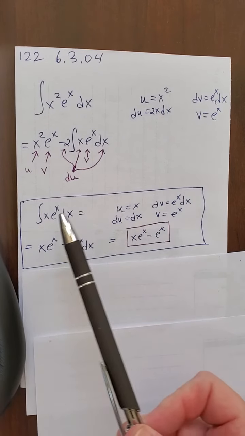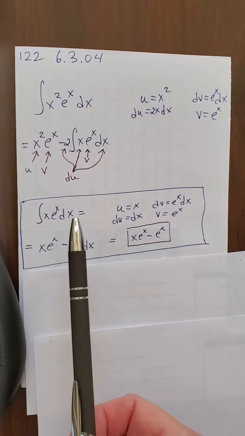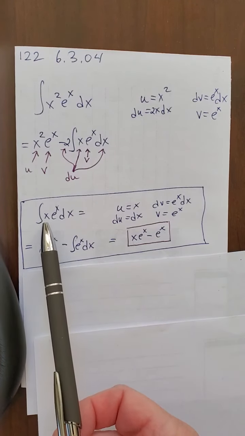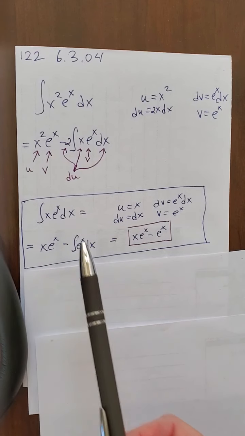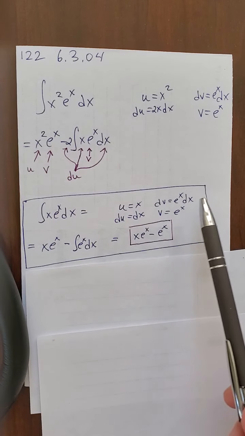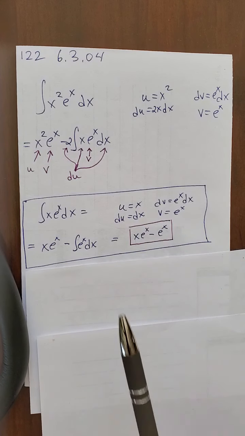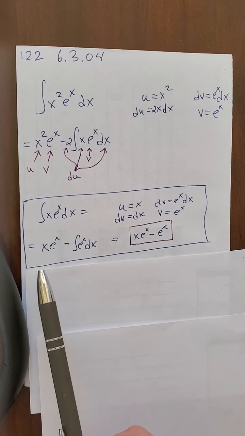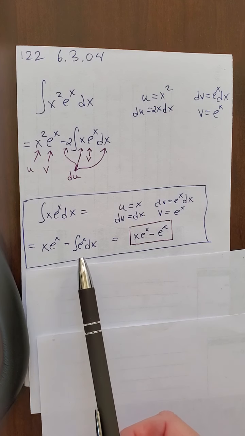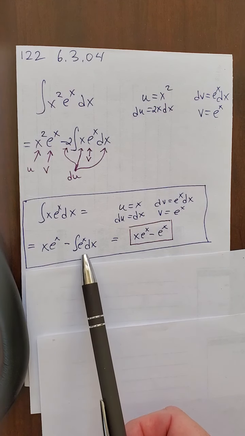I'm just putting that in this special box here. So this is that inner integral, the integral of x e to the x dx. So I'm letting u equal x, dv equal e to the x dx, du is equal to dx, v is equal to e to the x. And now this integral is going to be x e to the x minus the integral of e to the x dx.